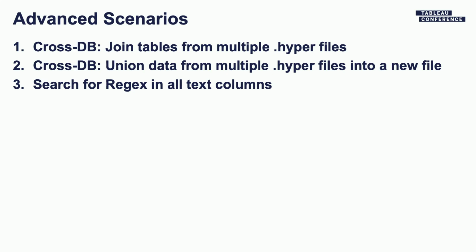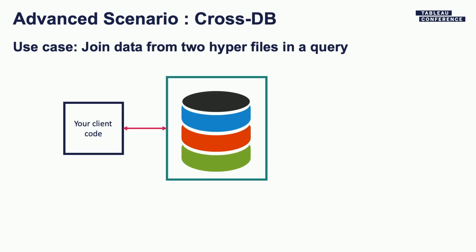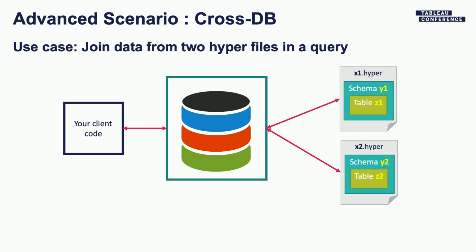Cool. Okay, so I have 3 scenarios for you today. 2 of them, we call them cross-DB scenarios, meaning you're connecting to more than one hyperfile at a time. And the third one, this is what Jan already spoiled, it's about searching PII information in multiple hyperfiles. So first of all, my use case is the following. I want to join. I have 2 hyperfiles, here x1 and x2, and I want to join the data from those 2 hyperfiles. So how do I do this?